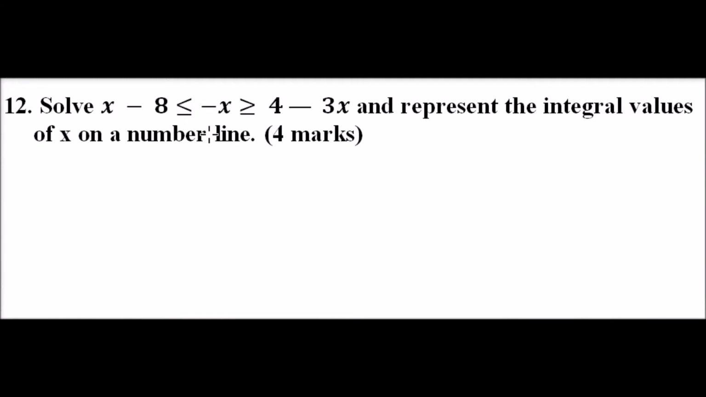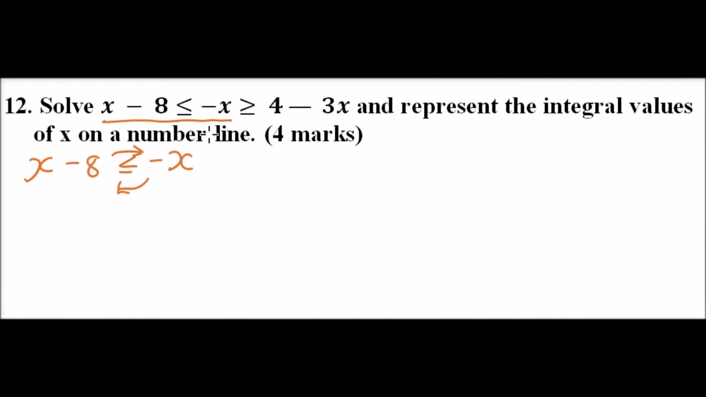So this is question number 12, and we are told solve x minus 8 less than or equals to x minus x greater or equals to 4 minus 3x, and represent the integral values of x on a number line. You get 4 marks. So in this kind of question, we first take that first side. So we have x minus 8 is less than or equals to minus x. We bring this x to the left hand side, and we take 8 to this other side.